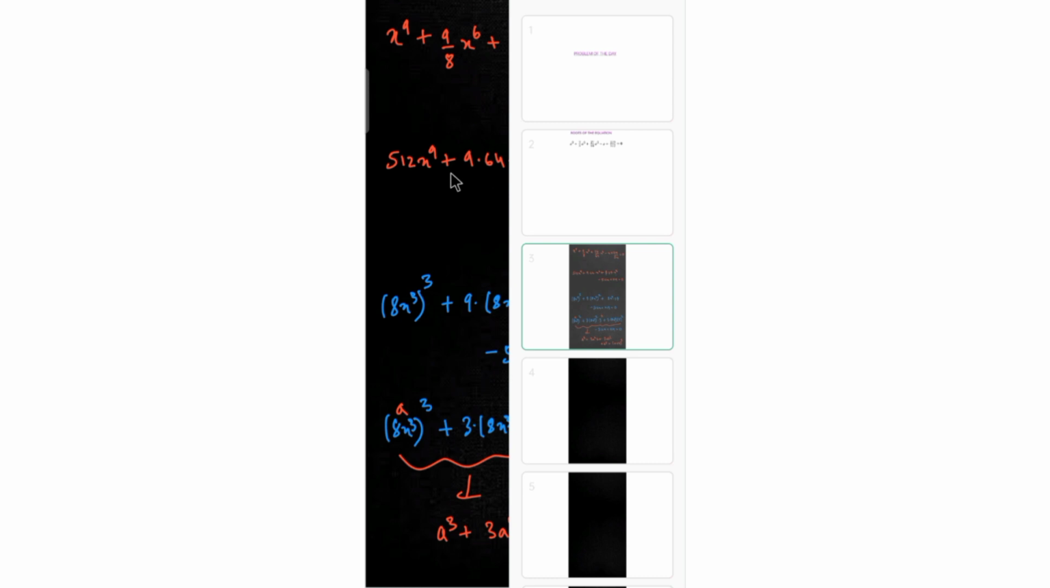So going into the next page, what I get is (8x cube) whole cube as the first term, plus 3 into (8x cube) whole square into 3, plus 3 into 8x cube into 3 square. Fine. So a cube plus 3a square b plus 3ab square. So what I'll be doing now is adding plus 3 cube here.